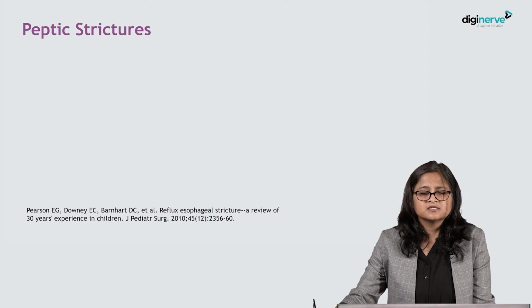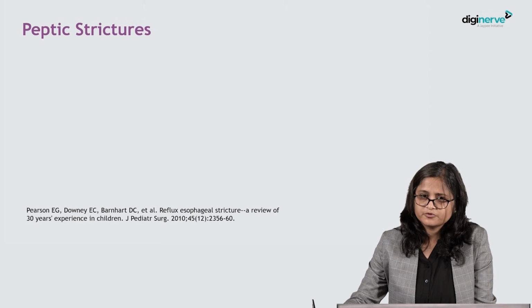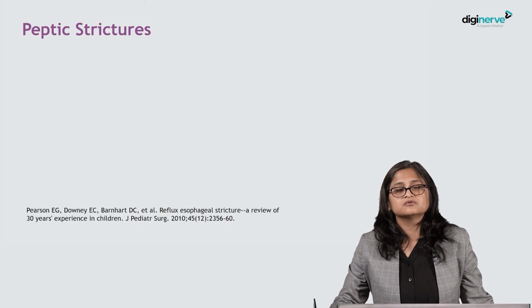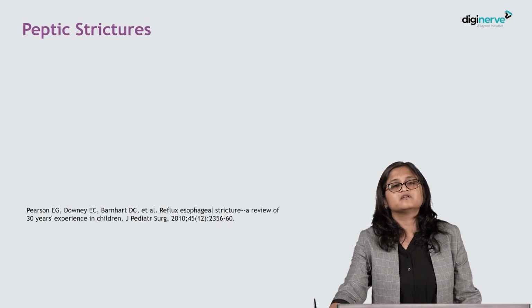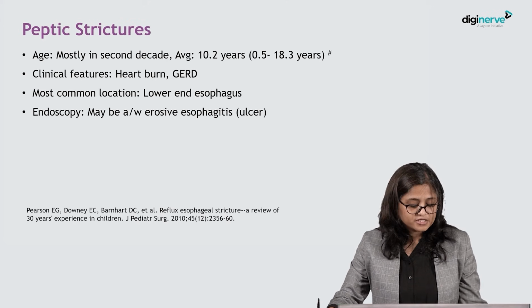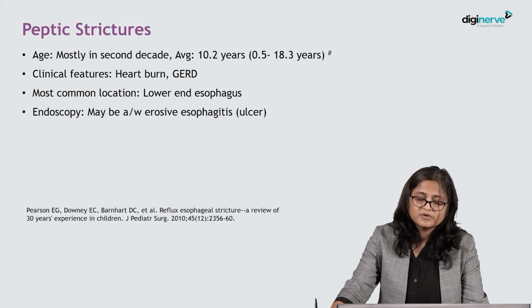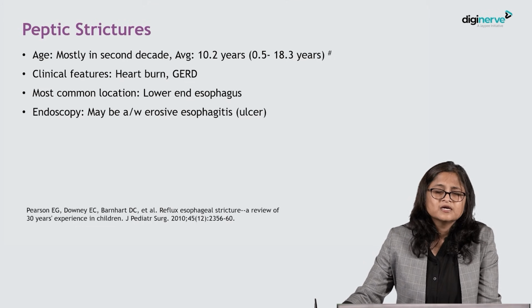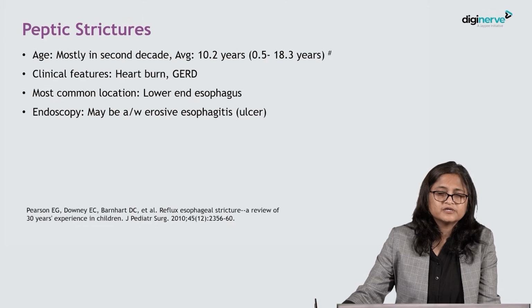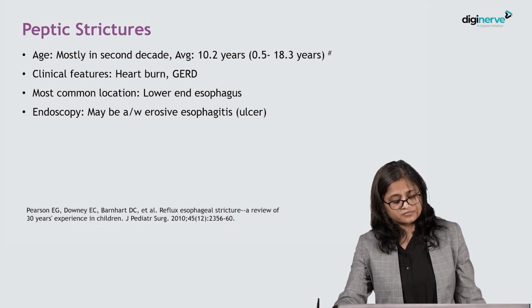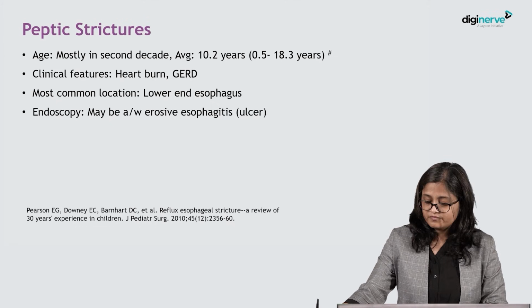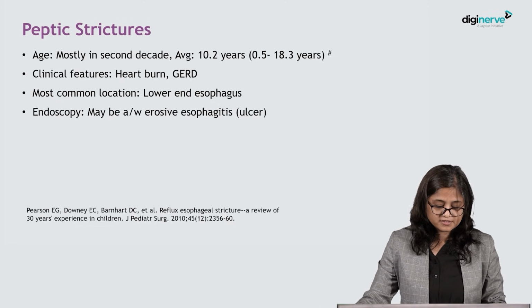Now coming on to the next etiology, that is peptic stricture. So peptic strictures are due to the acid exposure to the lower part of esophagus. This is due to gastroesophageal reflux disease. So what is the age group that we see? It is most commonly seen in the second decade. There will be associated clinical symptoms of heartburn, chest pain, as seen in GERD. The most common location of peptic stricture is the lower end of esophagus.